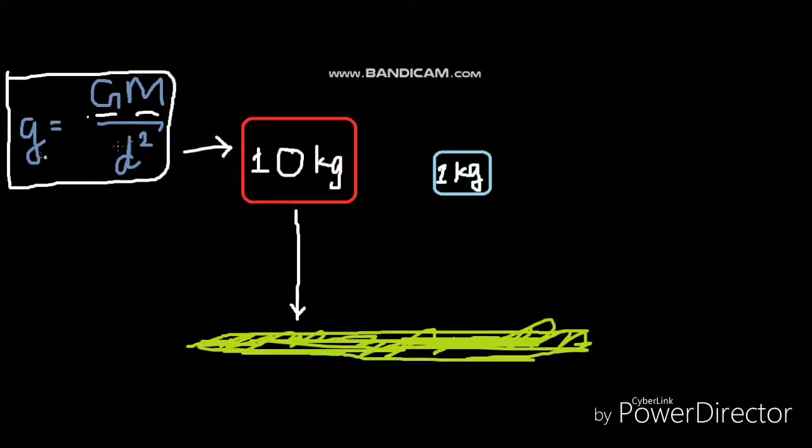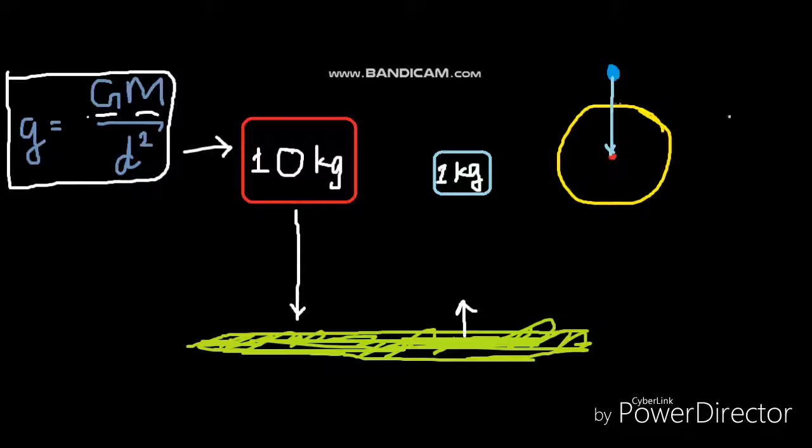These are constants, and the gravitational acceleration only depends on the distance of the objects from the center of the earth. That means the distance is not the distance from the ground. This refers to the distance from the center of the earth. And if an object is here, the distance from earth to this object will be the distance from this to the center of the earth.